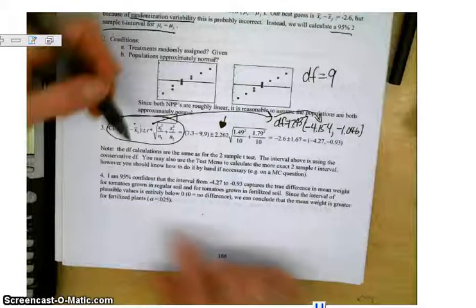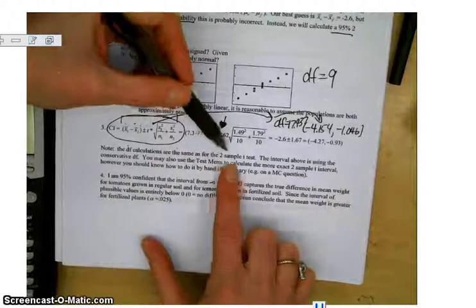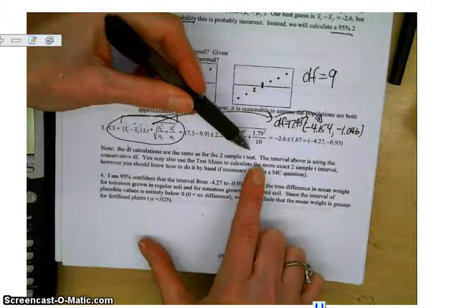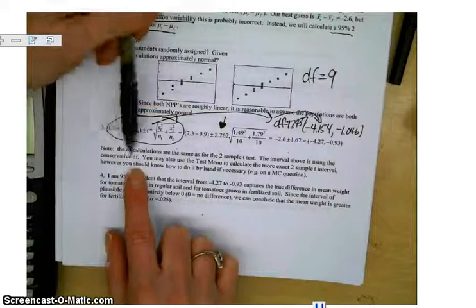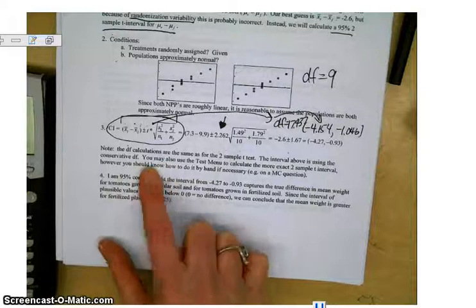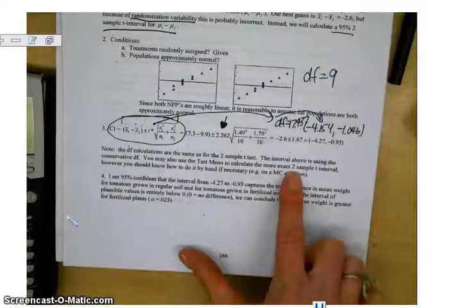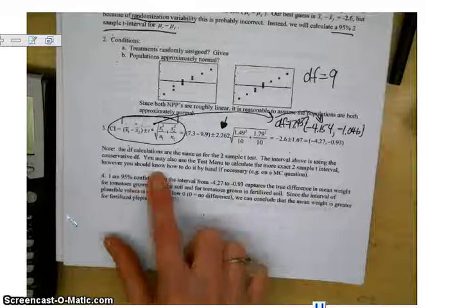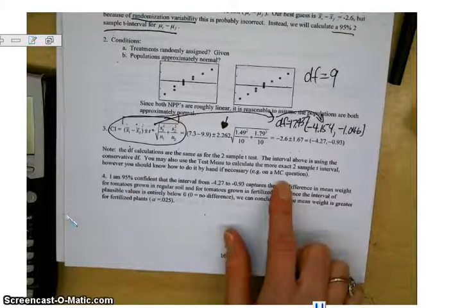And it just says, note the degrees of freedom calculations are the same as for the two-sample t-test. The interval above is using the conservative degrees of freedom. So you may also use the test menu to calculate the more exact two-sample t-interval, but you should know how to do it by hand if necessary. For example, on a multiple choice question.